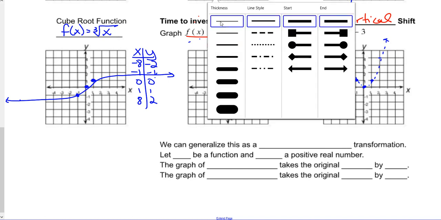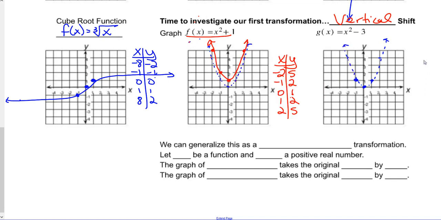Now, what happens whenever I throw in the same values into that function? I square them, and then I subtract 3. So -2 squared is 4 minus 3 is 1. -1 squared is 1 minus 3 is -2. 0 squared is 0 minus 3 is -3. 1 squared is 1 minus 3 is -2. And 2 squared is 4 minus 3 is 1.